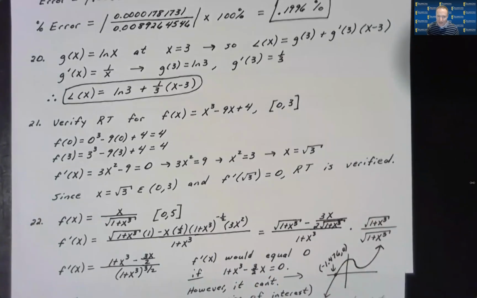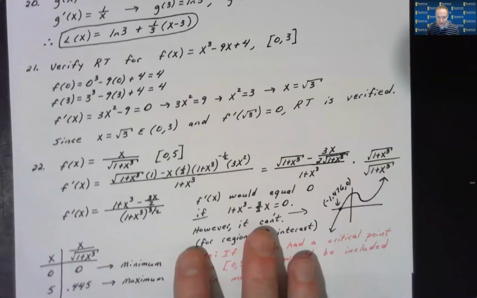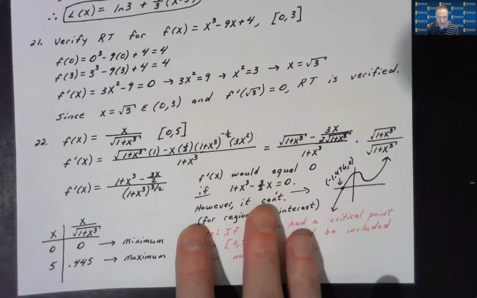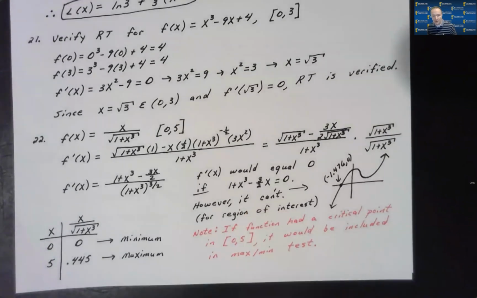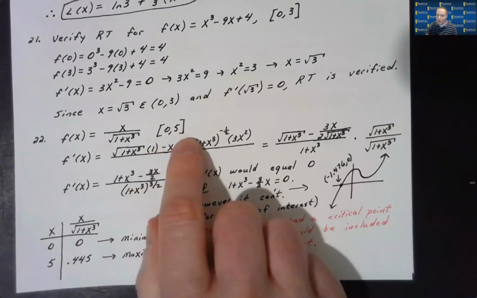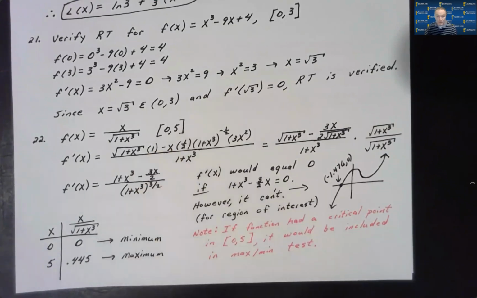Next problem, and quite honestly, I didn't really care for this problem on the practice test. I pulled it out of the book, but the reason I don't like it is the critical points. There were no critical points between 0 and 5, but you really do need to go through the process of trying to solve for them because more than likely you will have critical points to test.